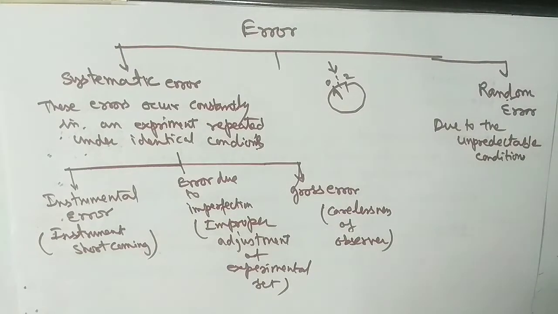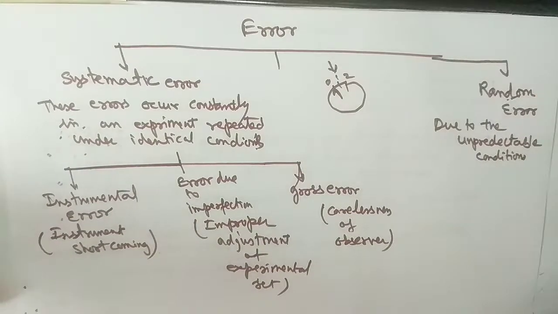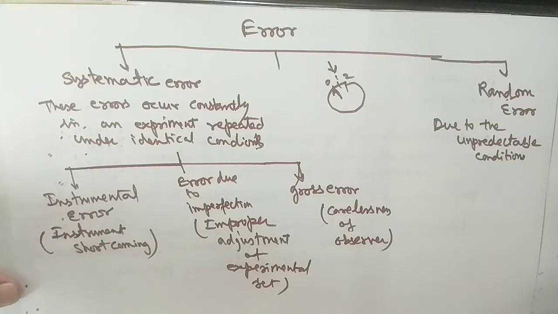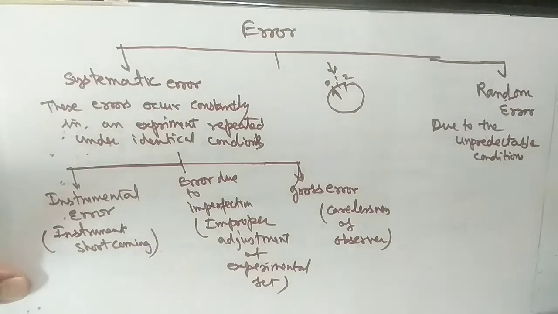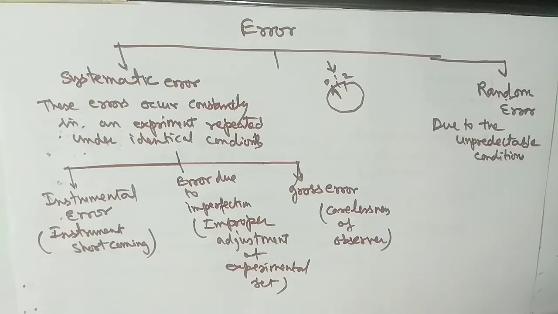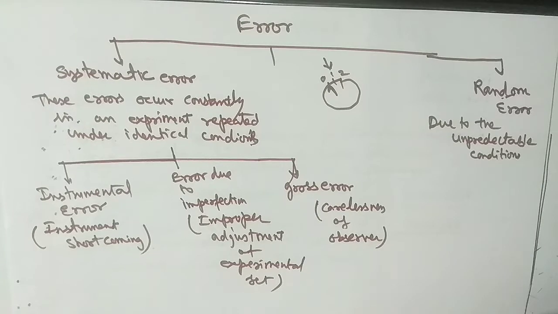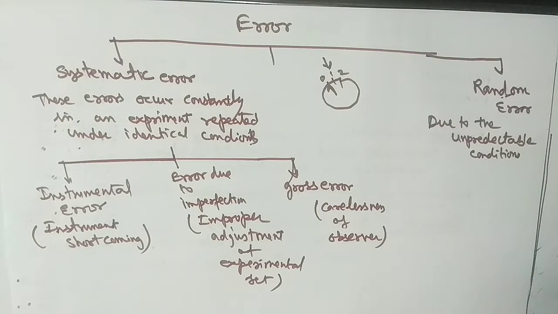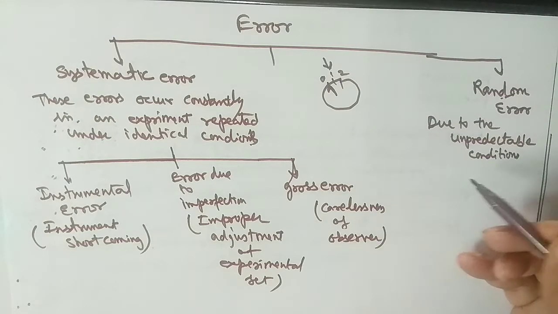For example, suppose you are doing Ohm's law. This experiment should always be performed at constant temperature, and you are taking the reading, and due to the flow of the current, suppose the wire heats up, then the resistance of that wire will increase. Okay, so that time the error is known as the random error.